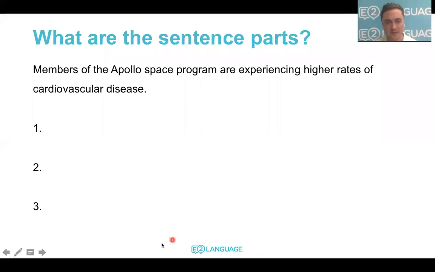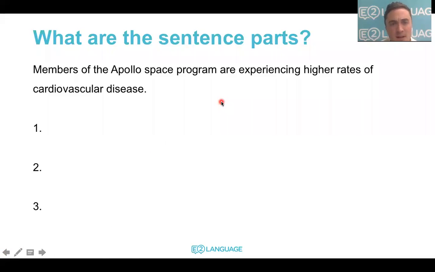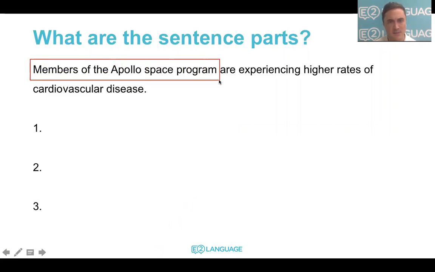Let's have a look. Whoa, whoopsie, I gave you the answer. Ah, good, now you can't see it. Okay, good, good, well done. Yes, most people, almost all of you have got the first part correct. Well done. Excellent. Members of the Apollo space program. What's the second sentence part, please?